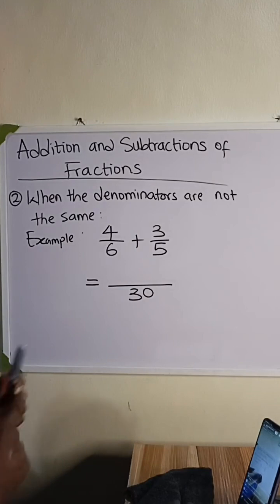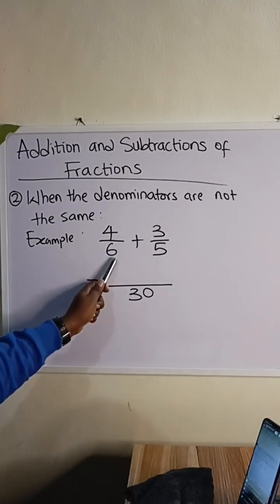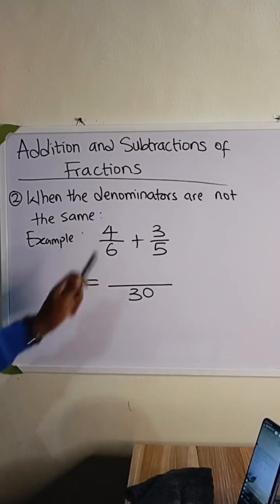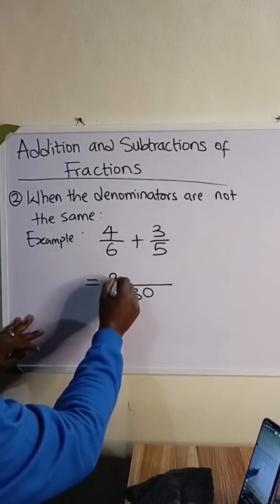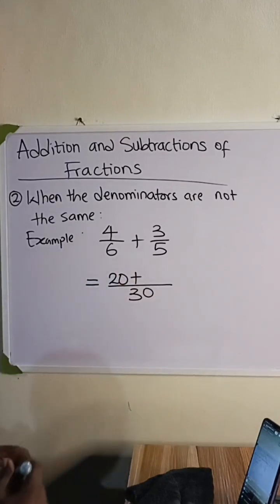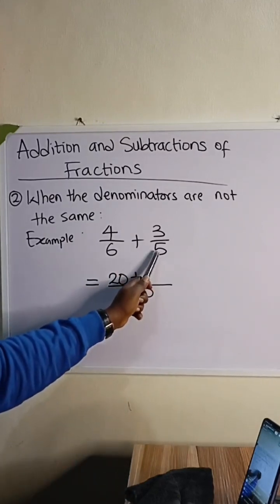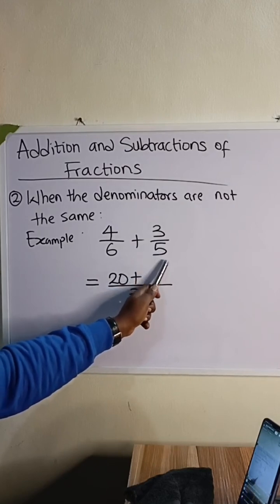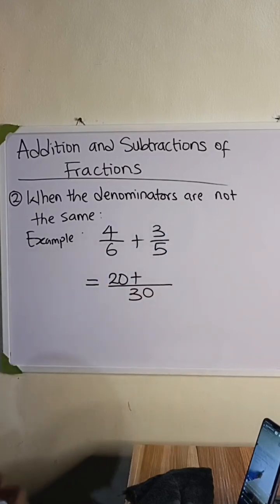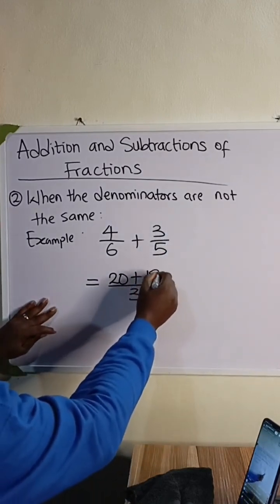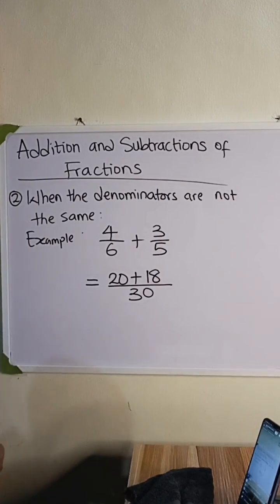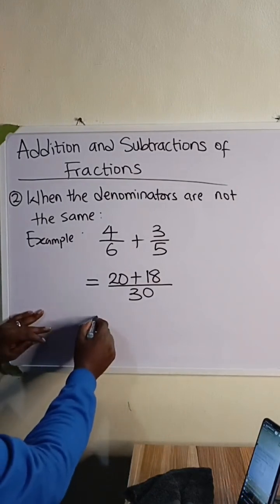So the next thing you're going to do is 30 divided by 6, that will give you 5. 5 times 4, that will give you 20. Plus 30 divided by 5, that will give you 6. 6 times 3, that will give you 18. And then we have 20 plus 18, that will give you 38.